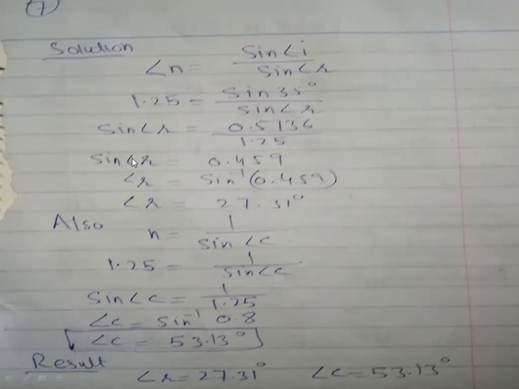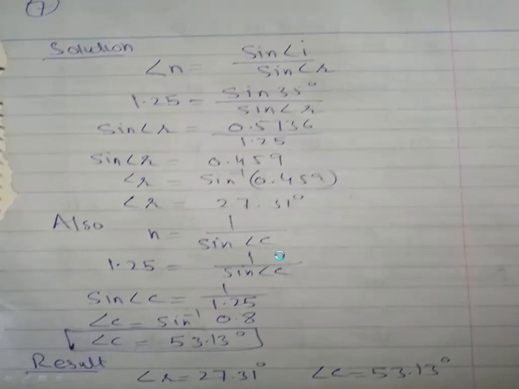Taking sine inverse on both sides, this sine inverse and this sine will cancel out. So r equals sine inverse of 0.459. If you take the sine inverse of 0.459, you get 27.31 degrees.